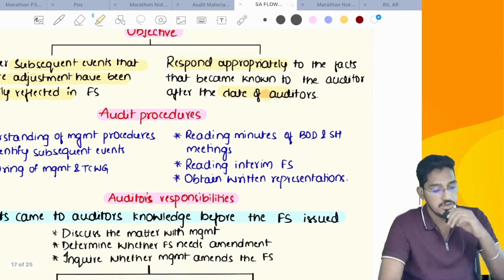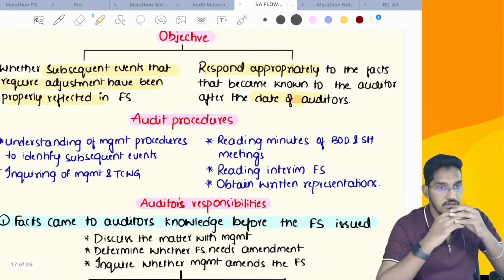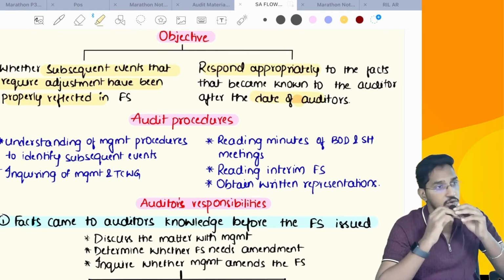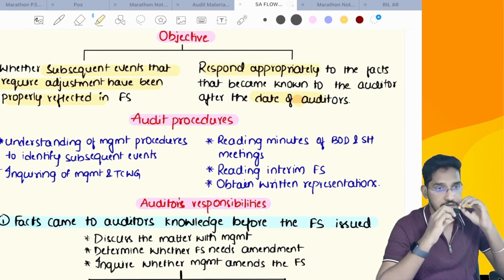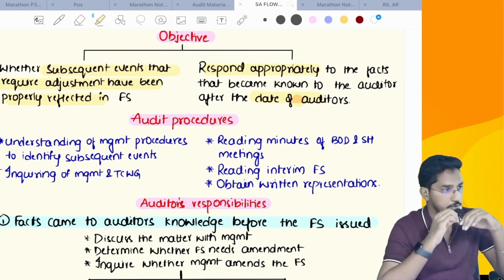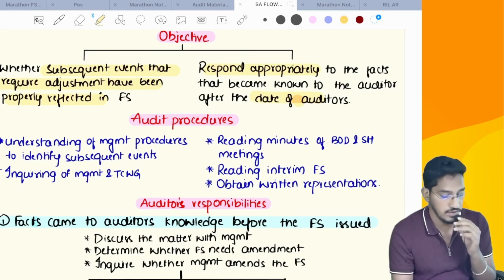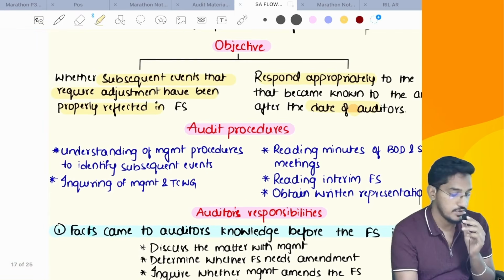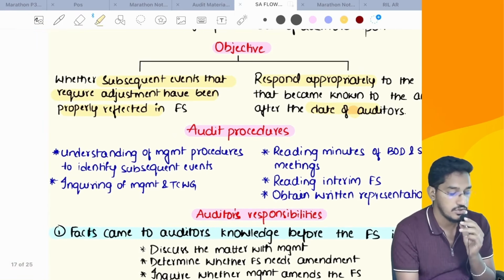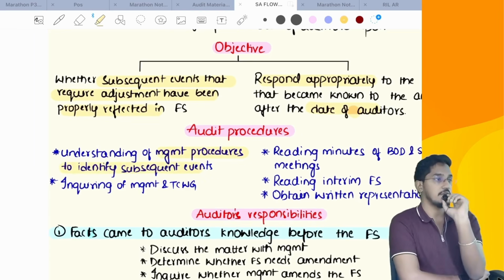Whatever it is, first you need to find out whether subsequent events are there or not. In order to know whether there is a subsequent event or not, you need to perform some procedures. So what audit procedures will you perform to know whether subsequent events are there or not? We have a list here, as you can see. First, you should go and understand what procedures management has followed to identify the subsequent events.